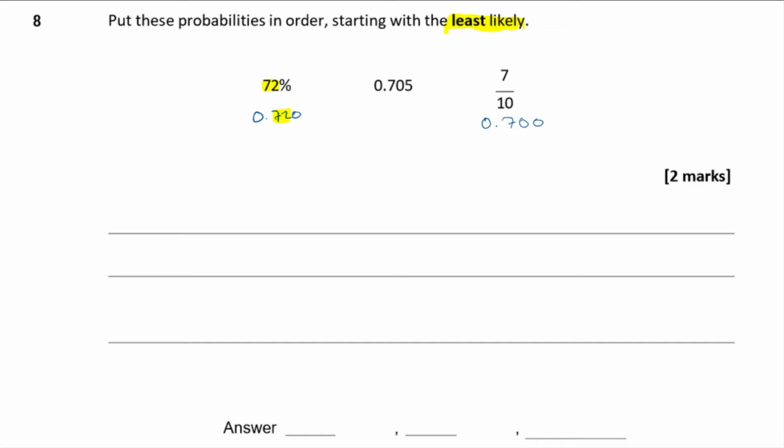So 700 is less than 705, which is less than 720. So the smallest one then is going to be the 7/10. And then the middle one is the 0.705, and then the largest one is the 72%.